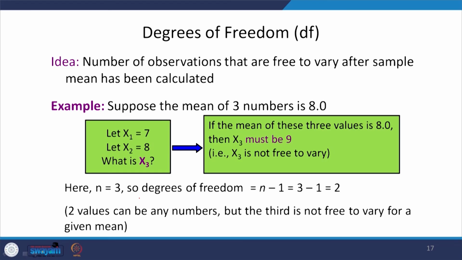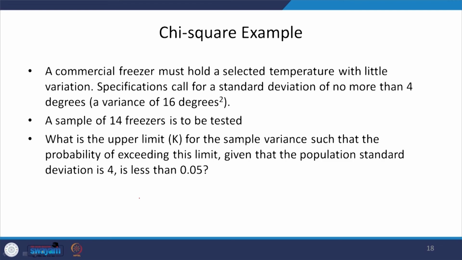Just as we have introduced what the chi-square distribution is and how it is connected with the normal distribution, we will do a small problem to understand the application of the chi-square distribution. A commercial freezer must hold a selected temperature with little variation. Specification calls for a standard deviation of no more than 4 degrees, that is, the variance should not exceed 16 degrees square. Standard deviation 4.